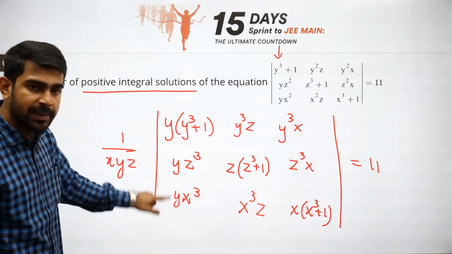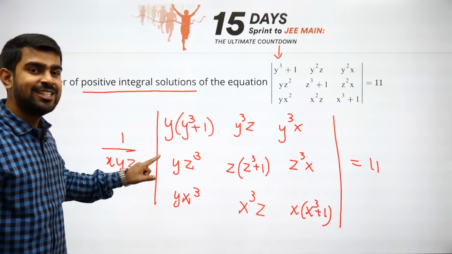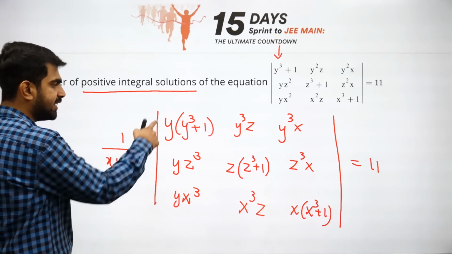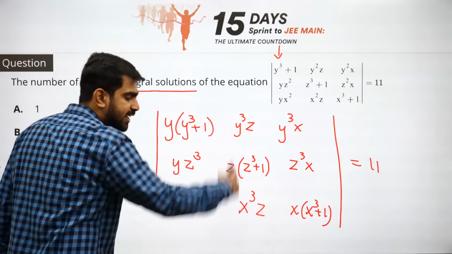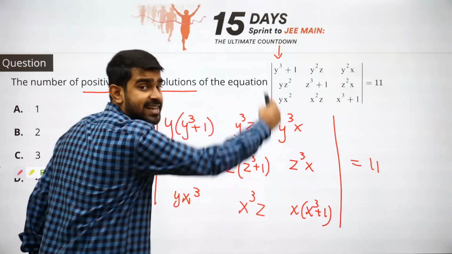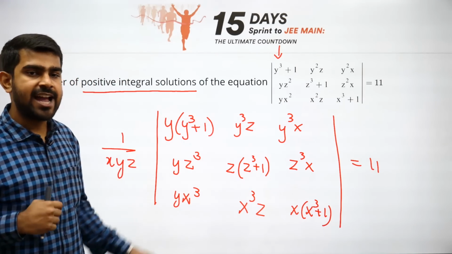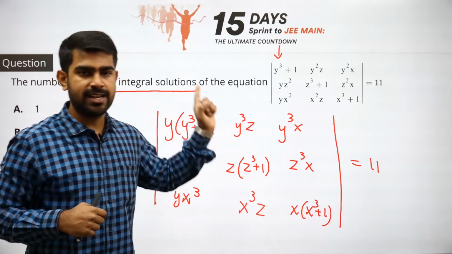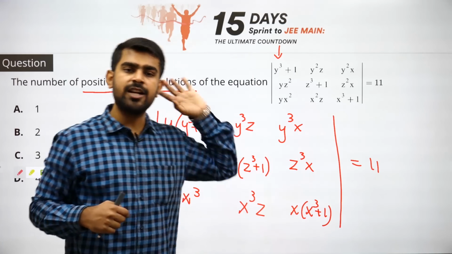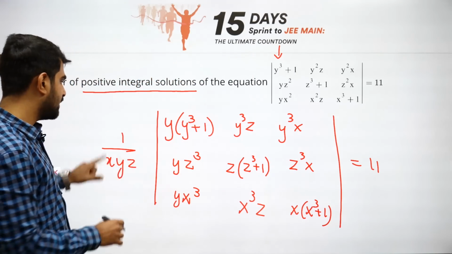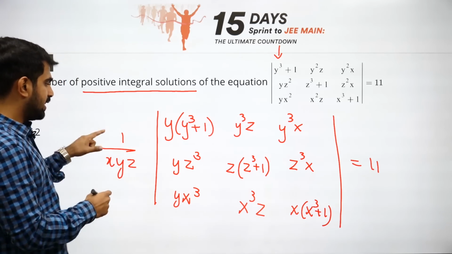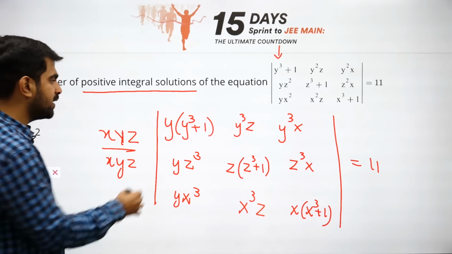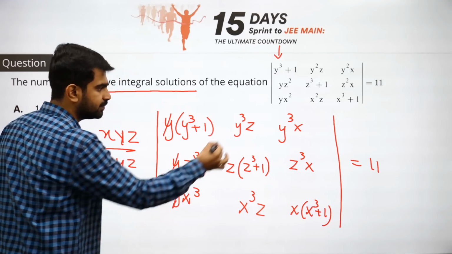Can I take y common? Didn't I say that? So can I take y common from this? Yes, absolutely. I can take y common from the first column, z common from the second column, and x common from the third column. Let me do that. And when I do that, what happens? x, y, z will come out as common.